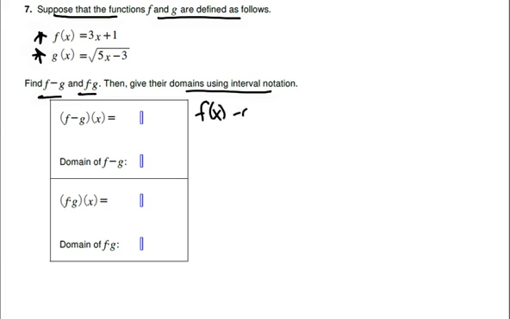So f minus g is just going to be f of x minus g of x. So that's 3x plus 1 minus the square root of 5x minus 3. That's it. That's the answer to the first part. It's just this minus that. There's no need to simplify because that's pretty simplified as is. Let's go and look at the domain.